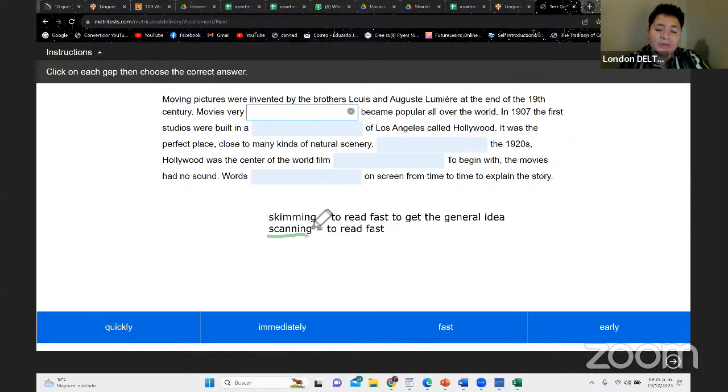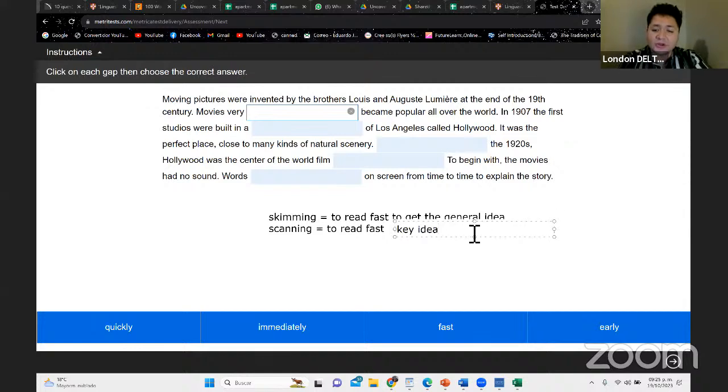We were going to learn that after that, but scanning is now, imagine the next thing. Skimming and scanning, they are both reading techniques. Okay, the scanning technique, you use it when you want to read fast to get the key idea.